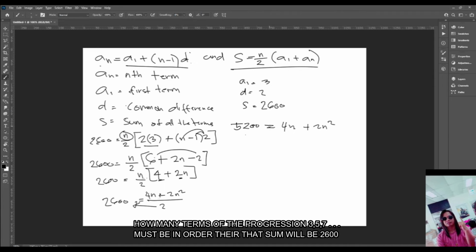Okay, so let's transpose this one here. This is what most students do, and when I was younger I was also a victim of this. You have 4 here plus 2n, 2n squared, so this is positive. If you transpose this, it turns negative, right? So 2,200. Now this is what I was always a victim of before.